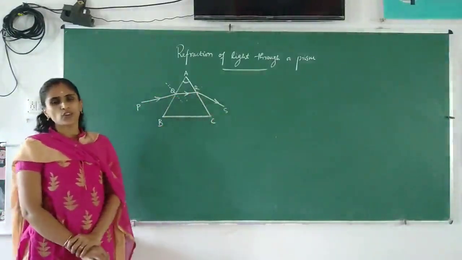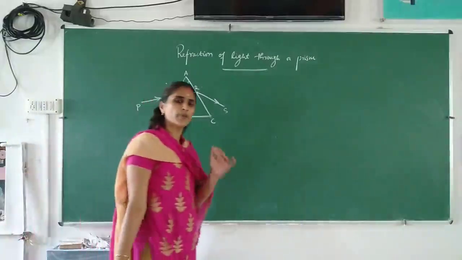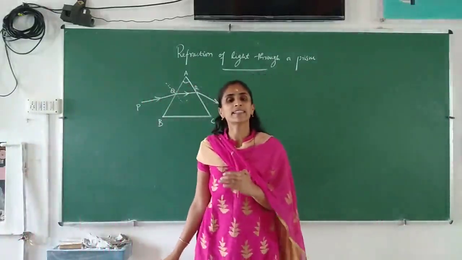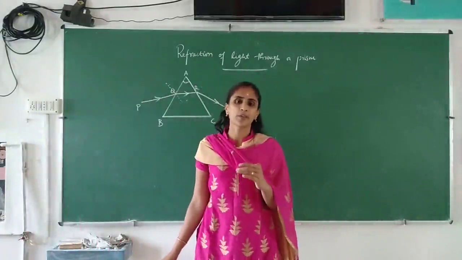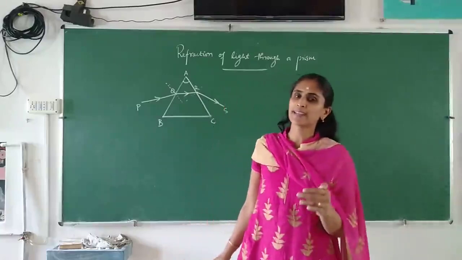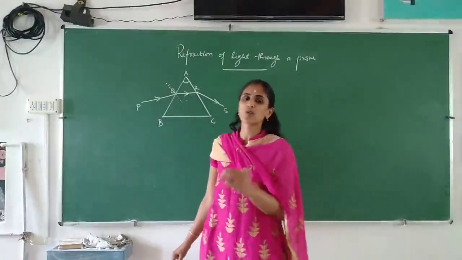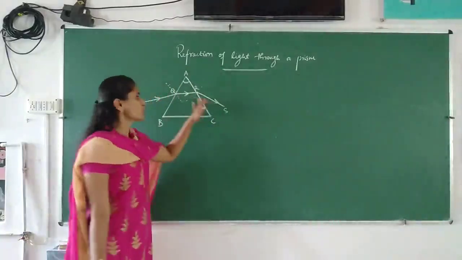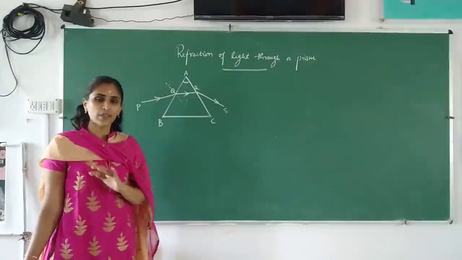emergent ray. In the case of the glass slab, you might have observed that the emergent ray and the incident ray are parallel. The emergent ray is parallel to the incident ray, or in other words, the angle of emergence is equal to the angle of incidence. But here you can see that those two rays will not be parallel.